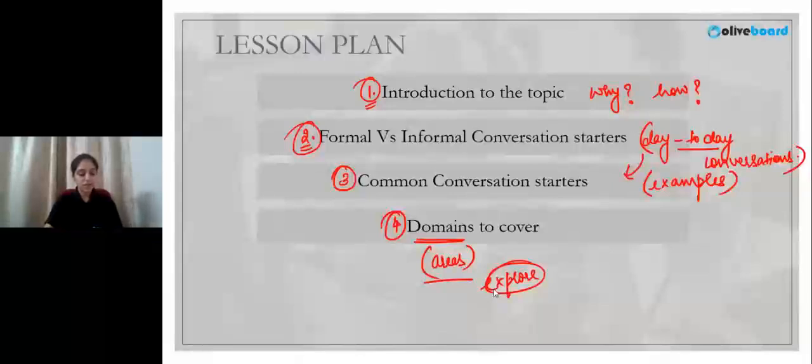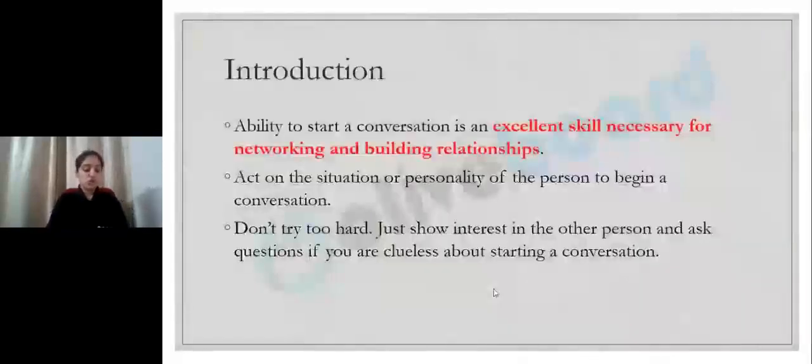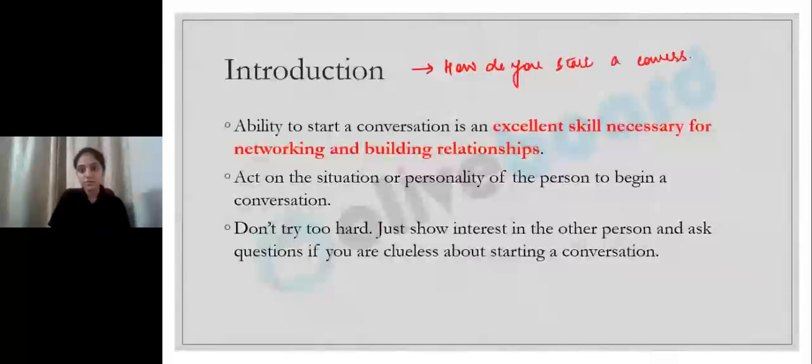If this part is clear, we'll move ahead and we'll look at the introduction to the topic. But do let me know wherever you have a doubt. So let's discuss introduction to the topic, that is, how do you start a conversation?